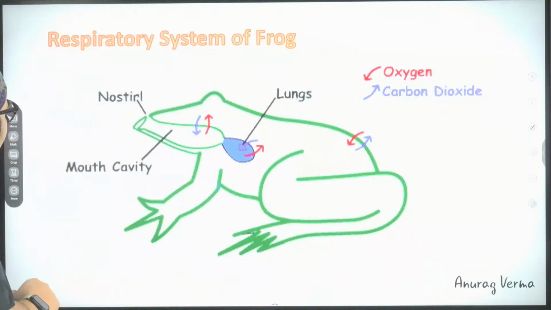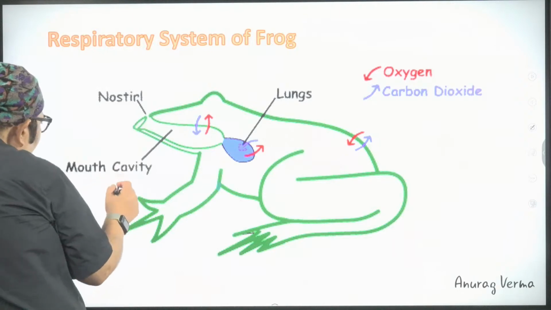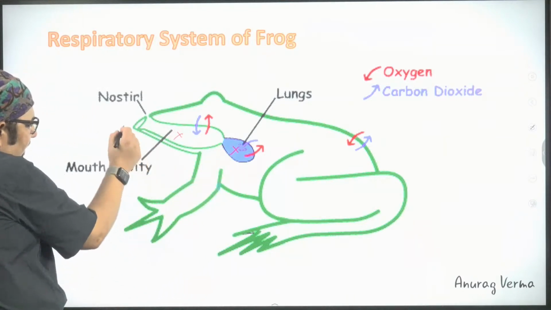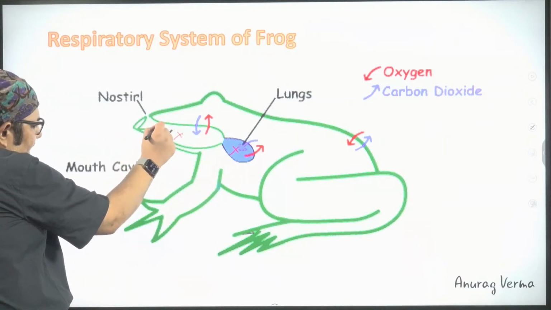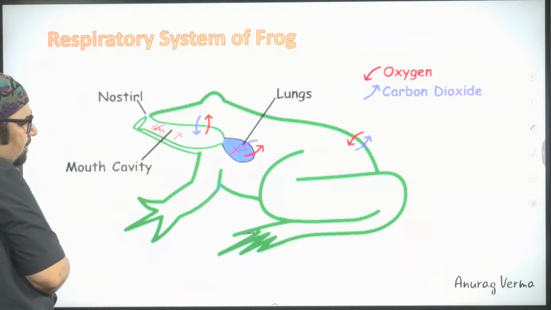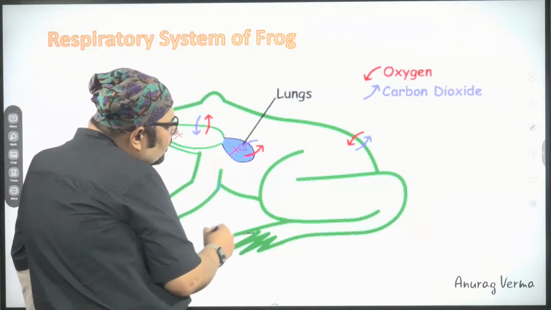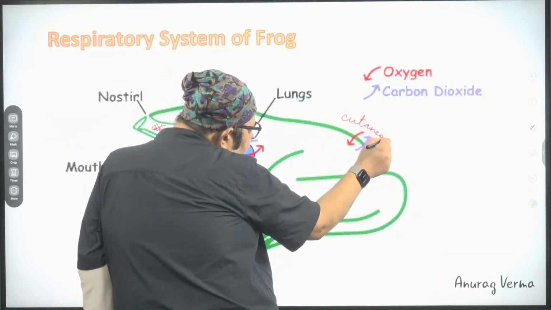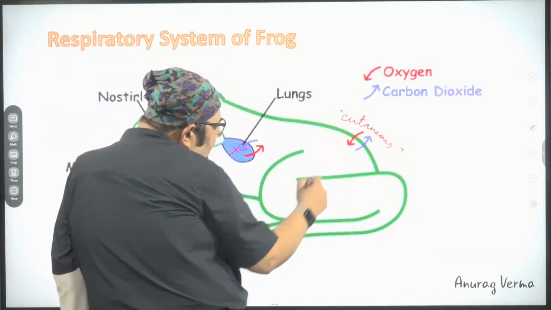One is through the skin, one is through the buccal cavity, which is called buccopharyngeal, and one is through the lungs, which is called pulmonary. Now, when this animal is in water, obviously the two which are not working are the buccal and the pulmonary, because they require air and there is no air. In water, the only modality working is cutaneous.